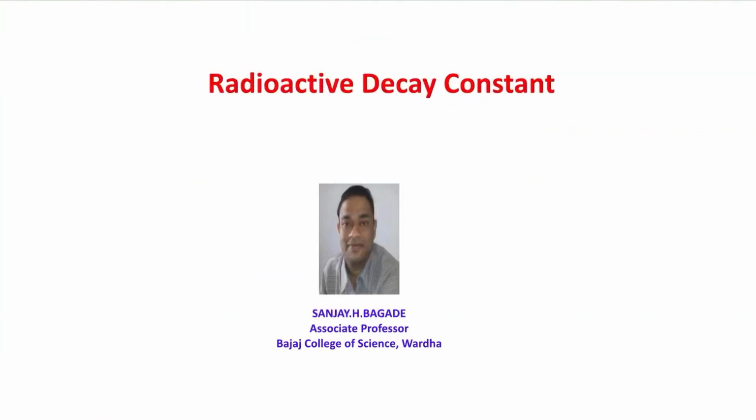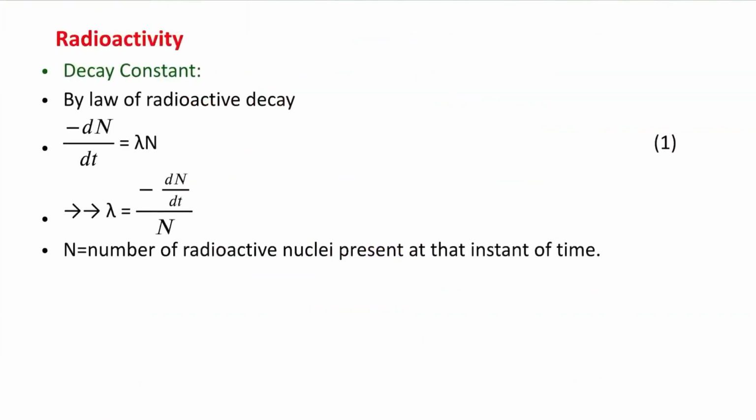The radioactive decay constant, as we have seen in previous classes, is denoted by the Greek letter lambda, and lambda has different values for different radioactive nuclei. Therefore, you should keep in mind that though it is called a radioactive decay constant, it is not a constant for all the radioactive nuclei. For every radioactive nuclei, lambda has a different but constant value.